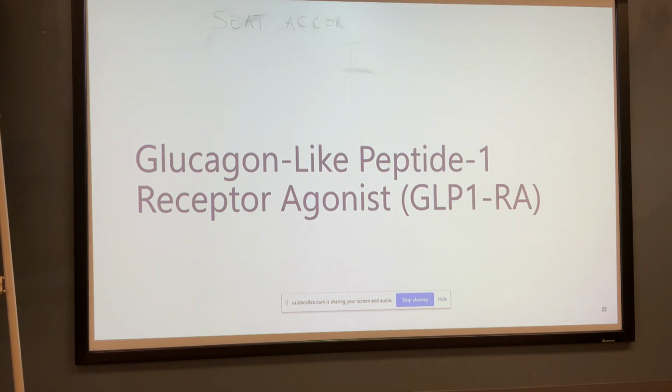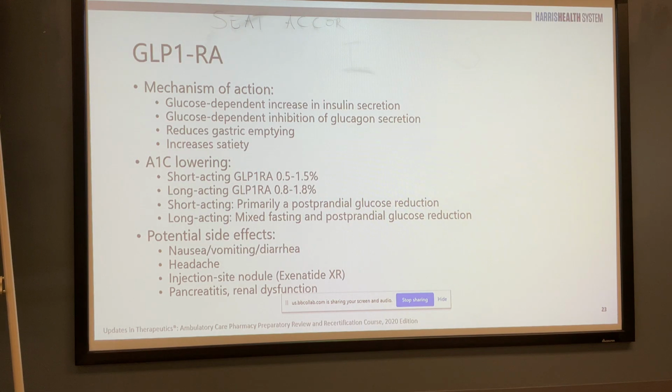Let's transition to our next drug class. This is my favorite, GLP-1. They work by reducing gastric emptying and increasing fullness. The MOA is similar to the amylin analog. However, they do something additional. They have a glucose-dependent increase in insulin secretion, so they help the pancreas pump out a little bit more insulin when it's needed. And the A1C lowering depends on which product you're using.